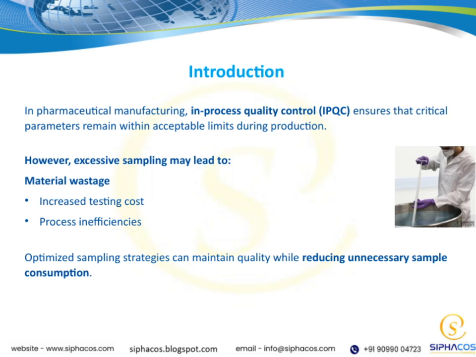That's where optimized sampling strategies come in. By carefully designing our sampling plans, we can maintain high-quality standards without over-consuming samples. This balance helps us reduce waste and costs while keeping our processes efficient and reliable. So, throughout this presentation, we'll explore how smart sampling approaches can improve quality control and optimize our manufacturing operations.